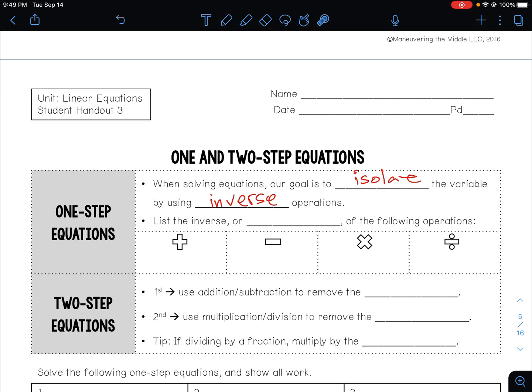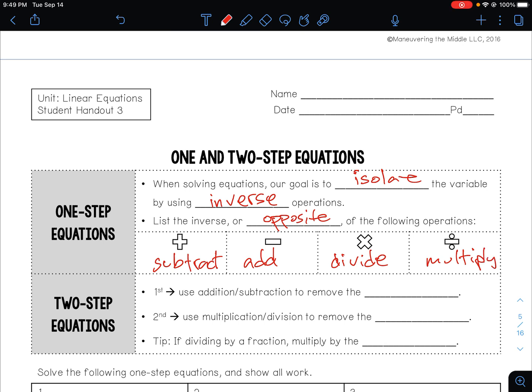What is an inverse? Also known as opposite, of the following operations. So what's the opposite of addition? Subtraction. Opposite of subtracting is adding. Opposite of multiplying is dividing. And opposite of dividing is multiplying.